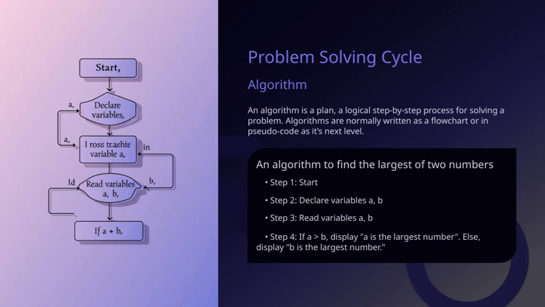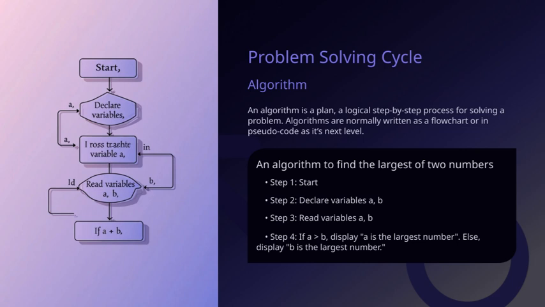Now moving on to step 4. Here, we compare the two numbers, and if A is greater than B, we display A is the largest number. Otherwise, if that condition isn't true, we display B as the largest number. This step is crucial because it helps us determine which number is bigger based on the comparison.